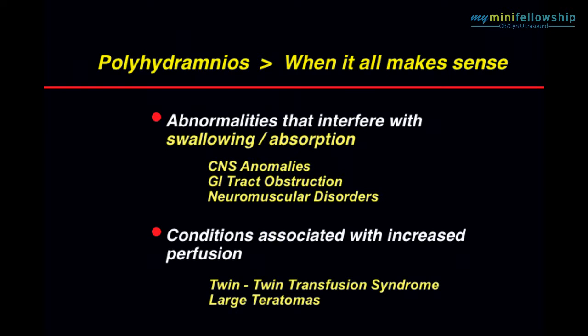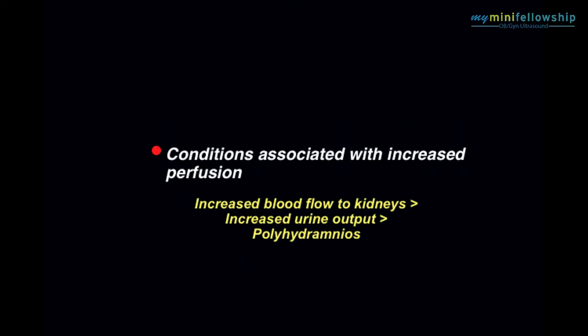Then there are a variety of conditions that are known to be associated with increased perfusion through the fetus. The most important of these are the twin-to-twin transfusion syndrome and large teratomas. Under this circumstance, where increased perfusion results in polyhydramnios, we have increased perfusion throughout the fetus, which means we have increased blood flow to the kidneys. Increased blood flow to the kidneys results in increased urine output. Increased urine output can result in polyhydramnios.